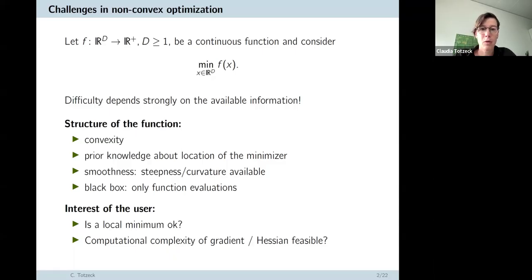Another perspective or question you can ask is, what is the interest of the user? If you say, okay, a local minimum is just fine, I want to get better than I am now, but I don't need the global one, then you have different methods at hand than if you really want to go for the global optimum. And also, what computational complexity is okay for you? Is it okay to compute a gradient? Can you even go to the Hessian or higher order, or is it not available at all? These are all things that you can take into account by deciding on which method you want to use for minimization.